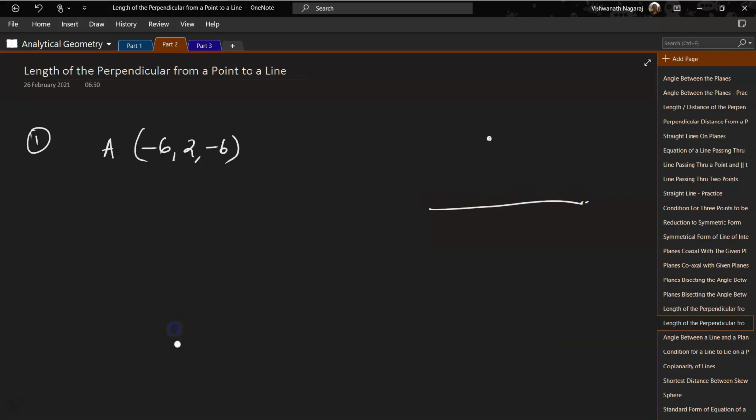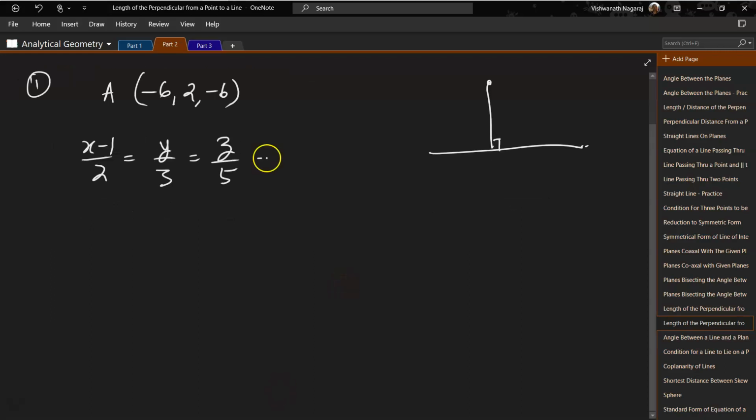So let us say this, and that line is (x minus 1) by 2 is equal to y by 3 is equal to z by 5. And what we have to do is find the perpendicular distance. So let us say this is lambda, and let's solve each one of these in terms of x, y, and z. So (x minus 1) by 2 is equal to lambda, which implies x minus 1 is equal to 2 lambda, which implies x equals 2 lambda plus 1.